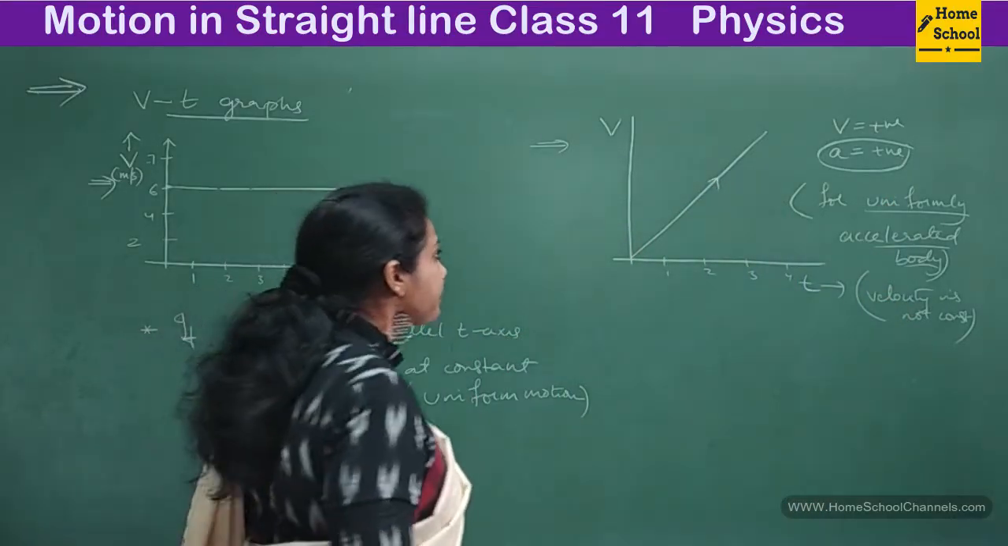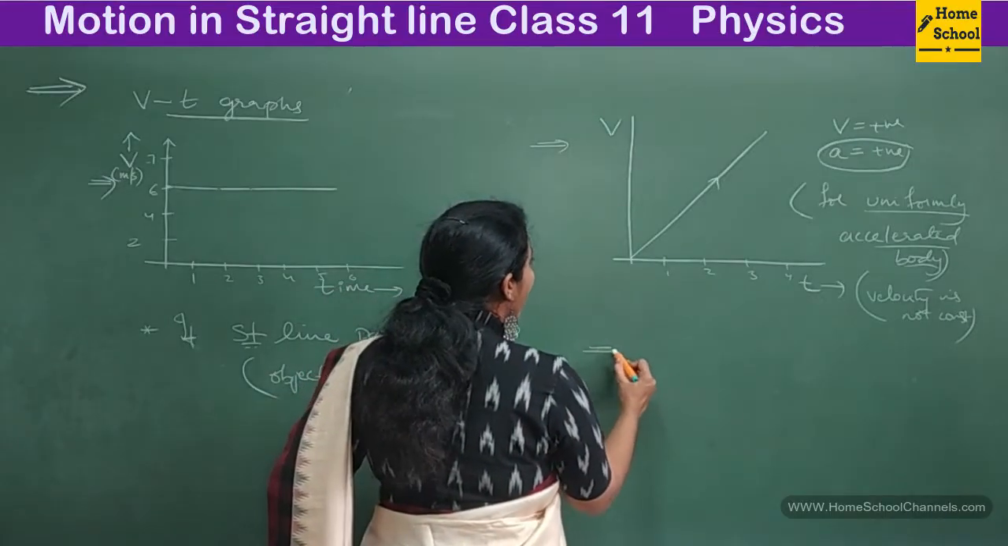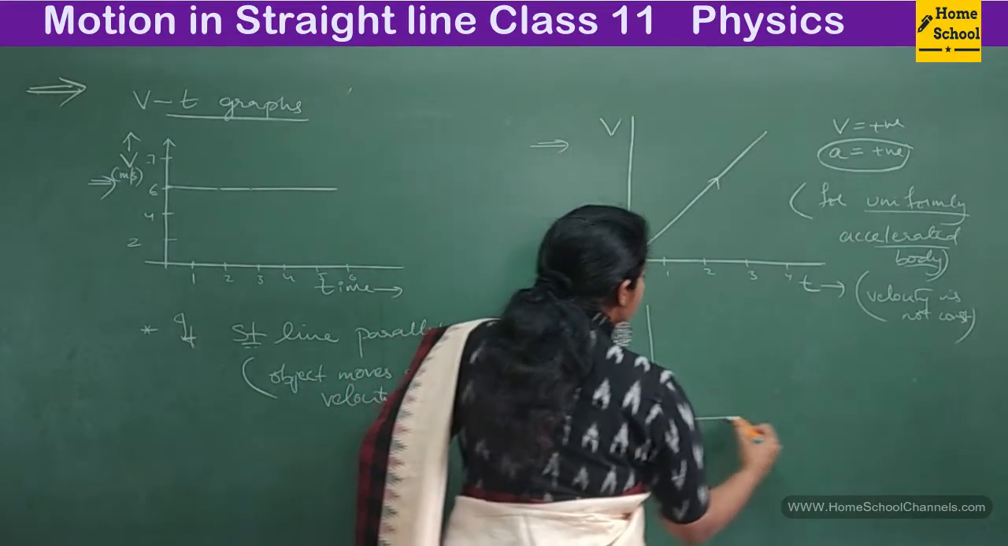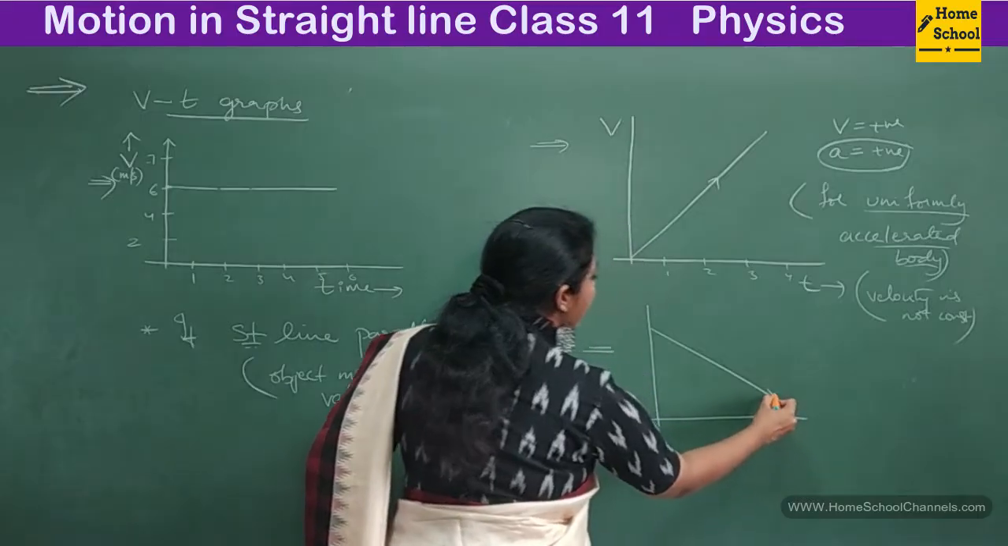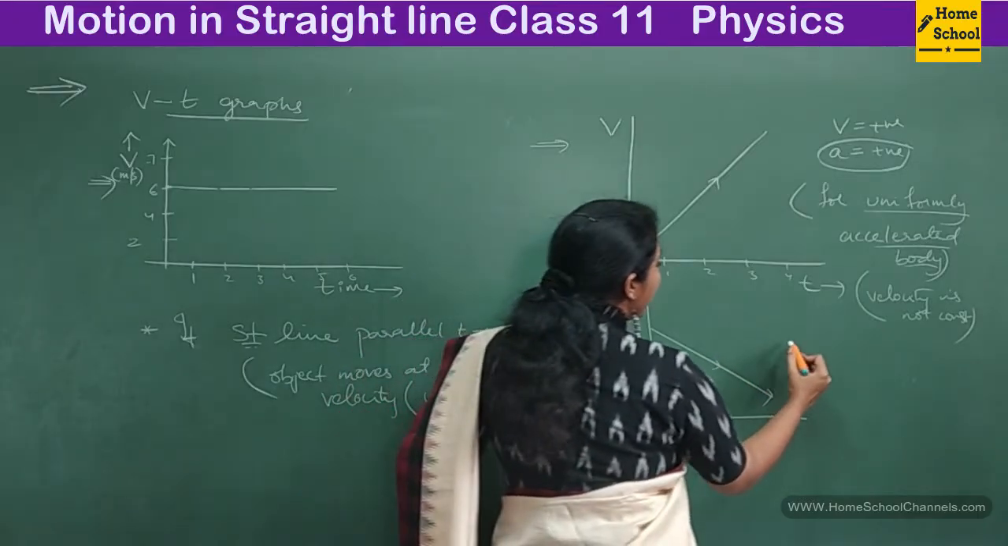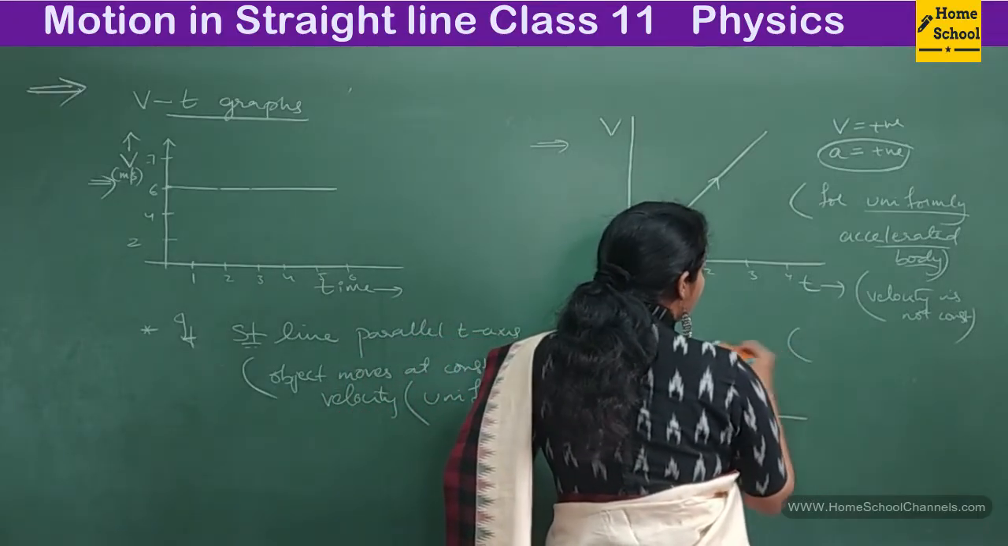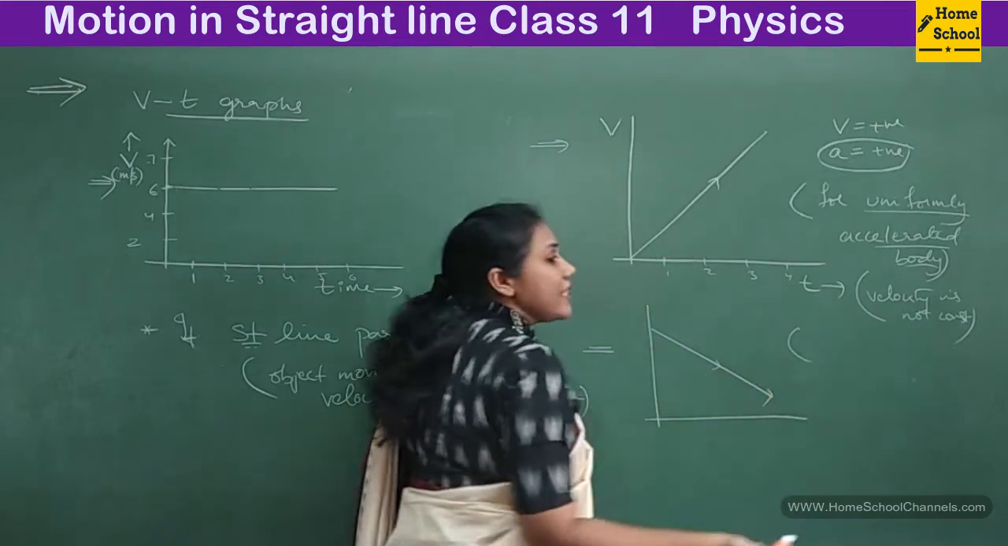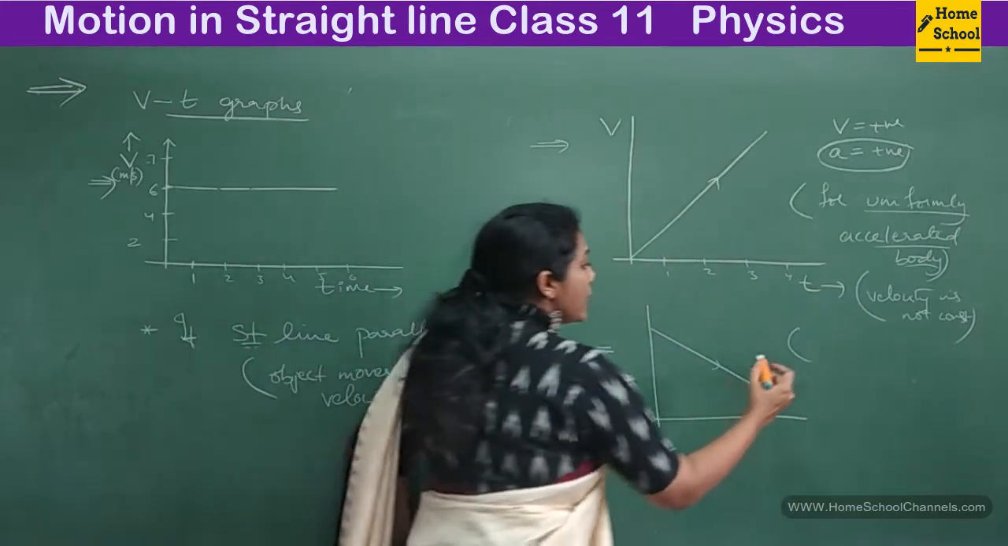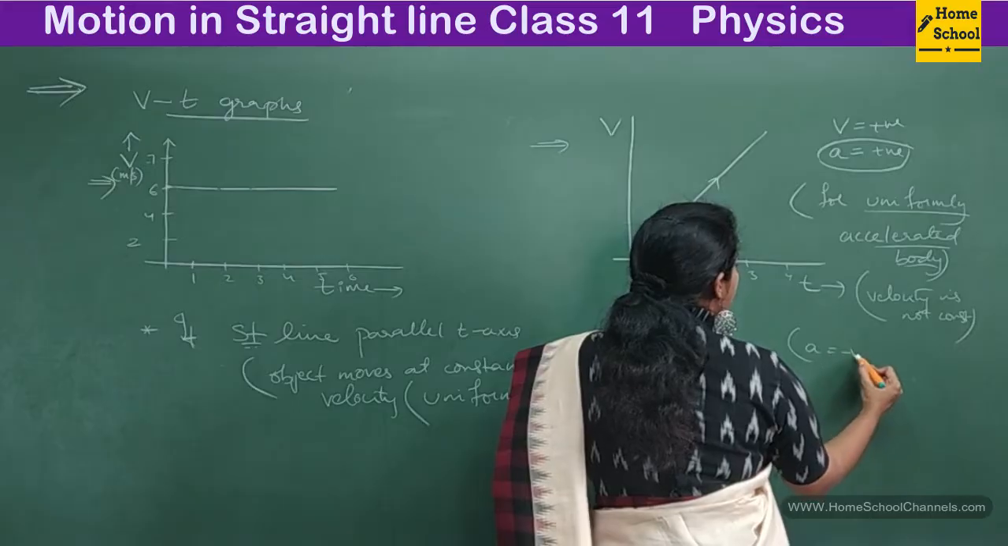Okay, fine. And now if you have a graph something like this, what do you mean by that? The body shows negative acceleration. So in this graph a is negative.